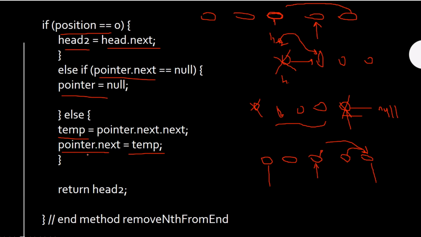Now I am making pointer dot next, which is supposed to be this one, I'm not setting it to be this. By so doing, I have gotten rid of this. So that's the point there. It's very tricky, but you can take time to look at it.